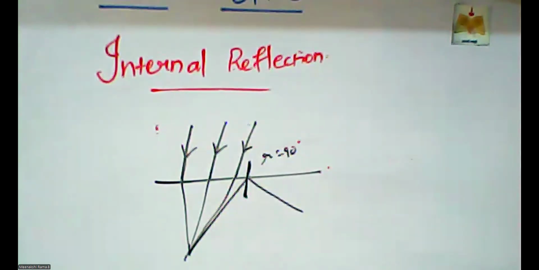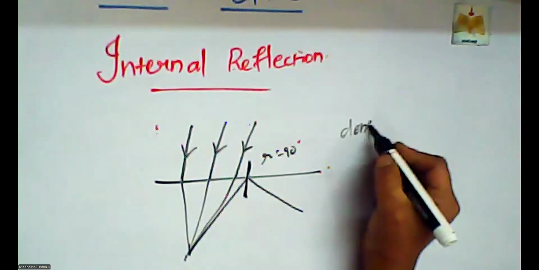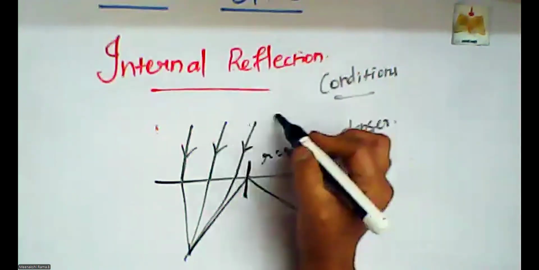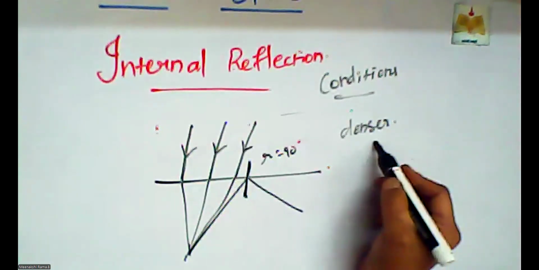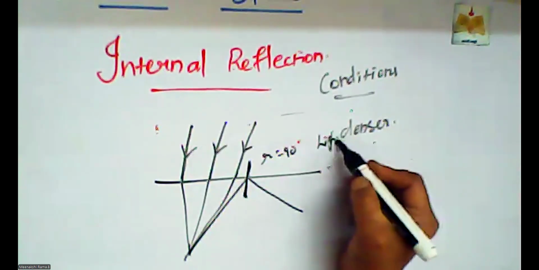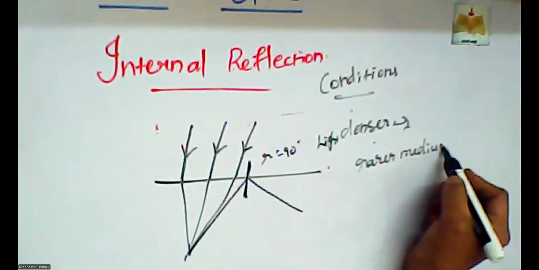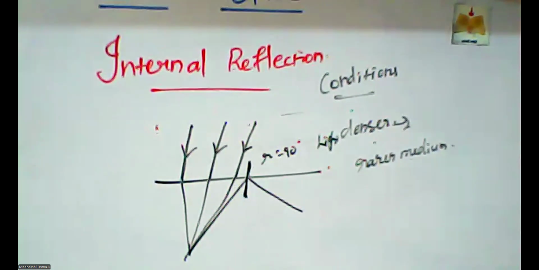So what are the conditions for internal reflection? Light must travel from the denser to the rarer medium. What are the conditions? The first one: the light passes from the denser to the rarer medium. This is the first condition. The second one: the angle of incidence inside the denser medium must be greater than the critical angle. That is the second condition of internal reflection.